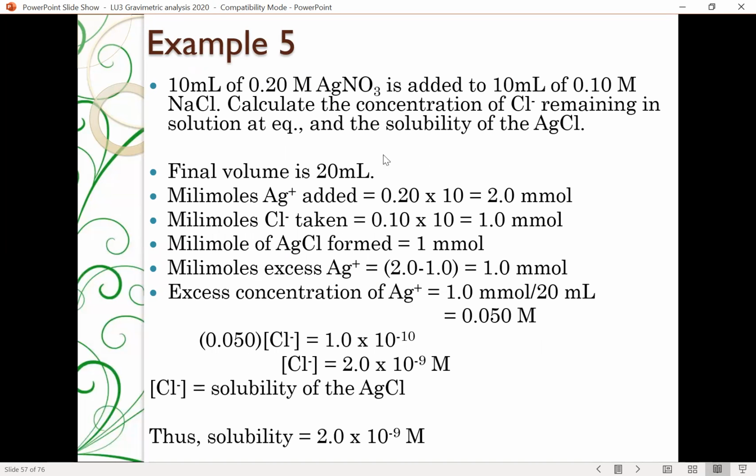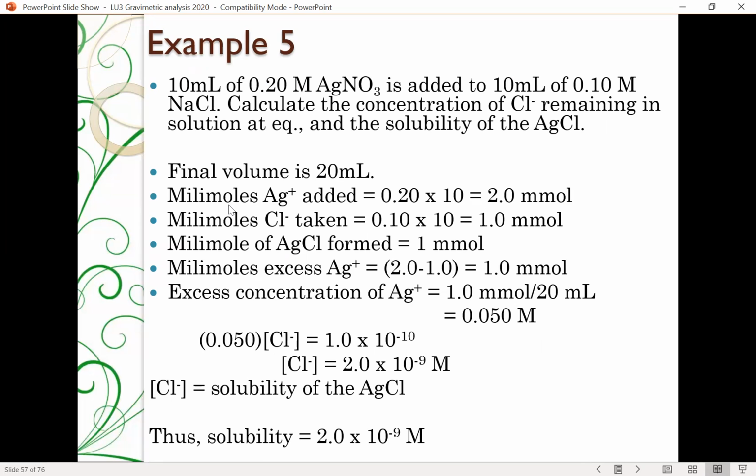For example, here you have 10 ml of 0.2 molar silver nitrate added to 10 ml of 0.1 molar NaCl. So if we want to calculate the concentration of chloride remaining in the solution at equilibrium and the solubility of AgCl, we can use the following technique. The final volume after reaction between AgNO3 and NaCl is 20 ml because we have 10 ml of AgNO3 and another 10 ml of NaCl. So we have the final volume 10 plus 10, 20 ml.